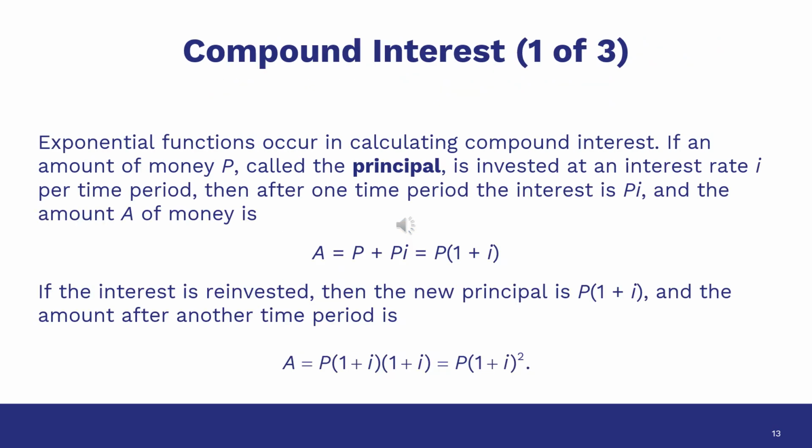Exponential formulas also describe how money grows through compound interest. If you invest a principal amount P at an interest rate I per period, after one period, the amount becomes P times 1 plus I. After 2 periods, the new amount is P times 1 plus I squared, and so on. This repetitive multiplication mirrors exponential growth, showing how reinvested interest accelerates total earnings.